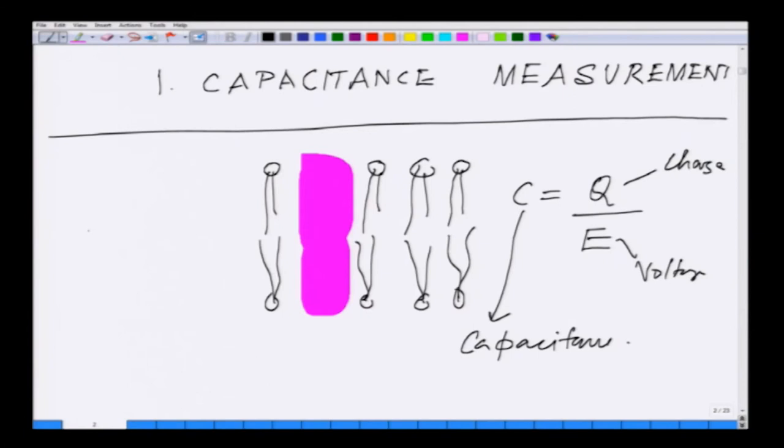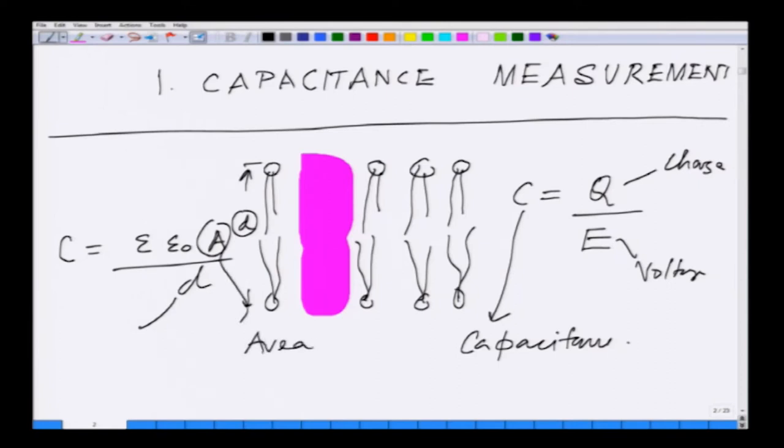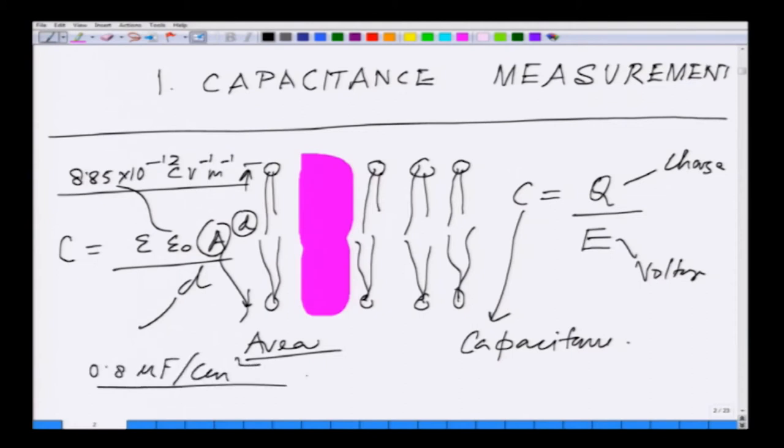Further, you can derive capacitance as C equals epsilon 0 A by D, where D is the distance between the plates, A is the area of the whole membrane, and epsilon is the permittivity of the membrane. In free space, epsilon 0 is 8.85 times 10 to the power minus 12. For a parallel plate capacitor, specific capacitance will be around 1 microfarad. For a pure bilayer, the specific capacitance is approximately 0.8 microfarad per centimeter square. What I essentially wanted you to highlight is this component, area.